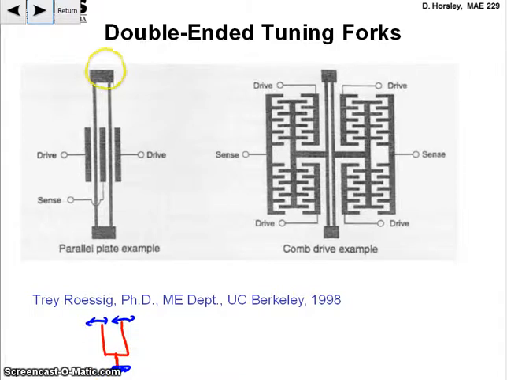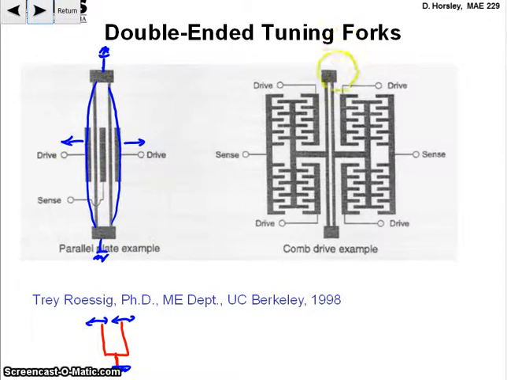So this is called a double-ended tuning fork, because you can see there's basically two ends here. These are anchored here. And then this part is the part that's vibrating back and forth. So they undergo vibration this way and this way. Okay, I'm going to get rid of the second one. So this is the vibratory motion of this double-ended tuning fork structure.